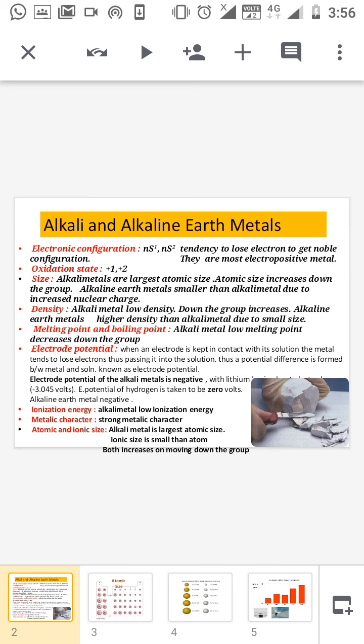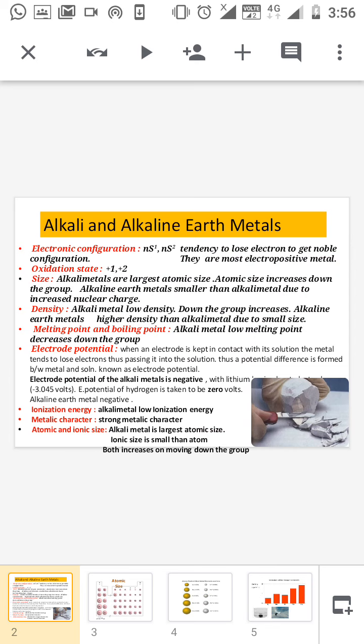The next is the ionization energy. Alkali metals show low ionization energy. That means the alkali metals are larger in size, so the attraction between the outermost electron and the nucleus is very less. So we can easily remove the electron from the outermost shell. Next is the metallic character. They are strongly metallic in character.